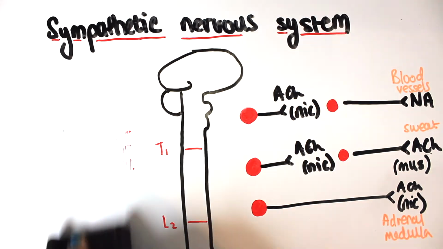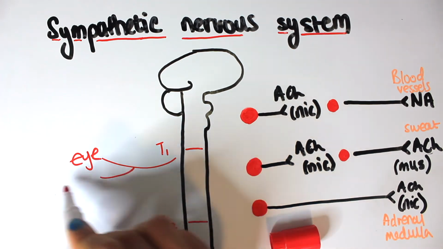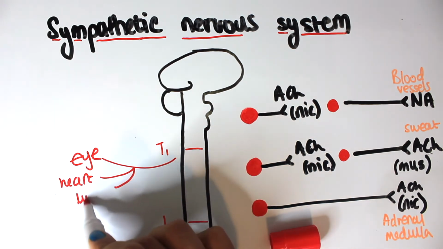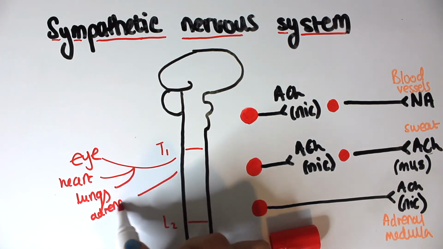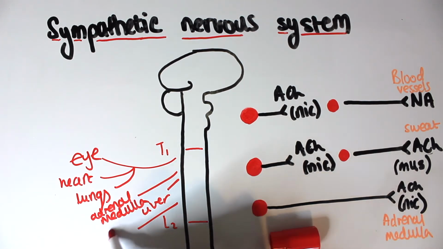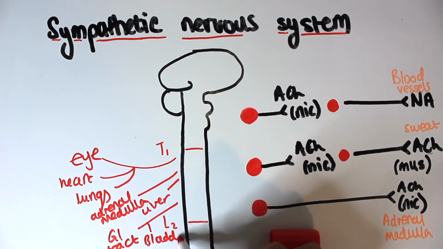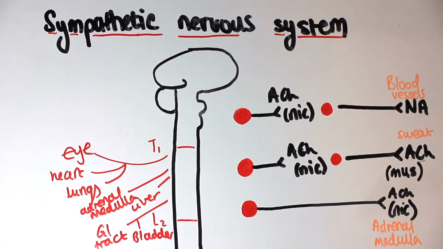So as we said before, the sympathetic and the parasympathetic systems provide a link between the central nervous system and peripheral organs. So here are just some examples of where the sympathetic nervous system acts, such as the heart, the eyes, lungs, the adrenal medulla, the liver, the GI tract, the bladder, and quite a few more.